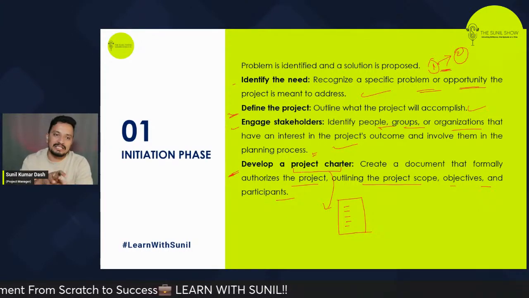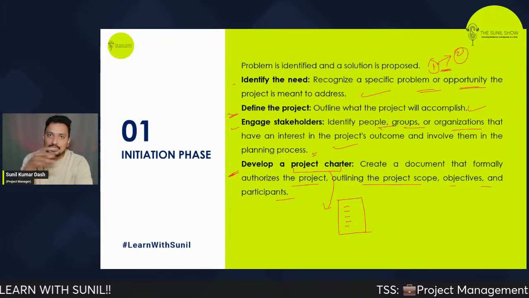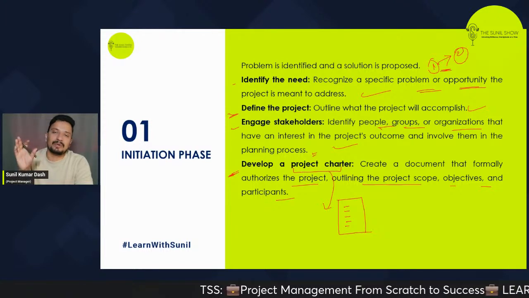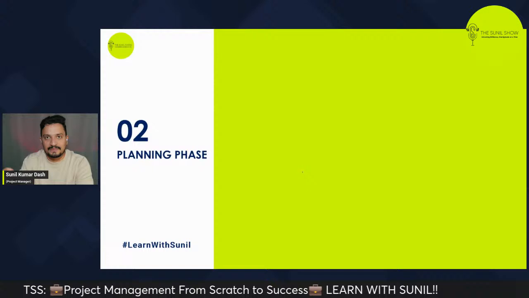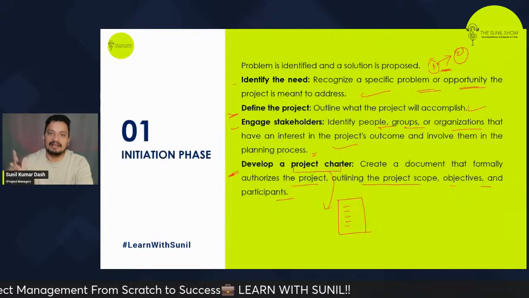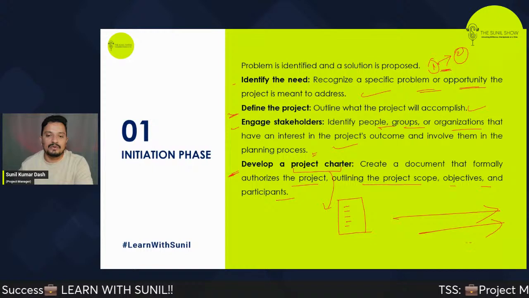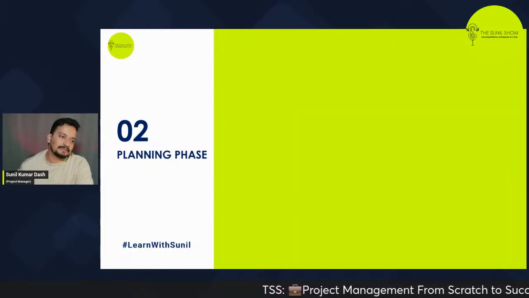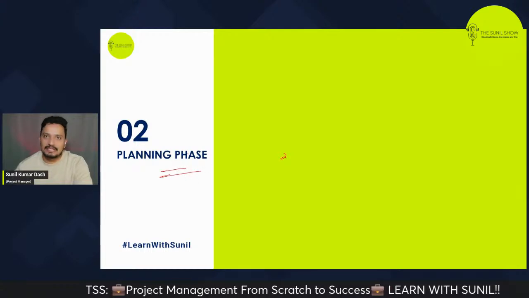Now, in this initiation phase, what you do is identify the need, or the need assessment, jot down the problem statement, engage with the stakeholders, and create a project charter, which will help you to formally authorize the project. Now, from there, you move to the other phase. What's the other phase? That's called the planning phase. So this is the second phase of your project.